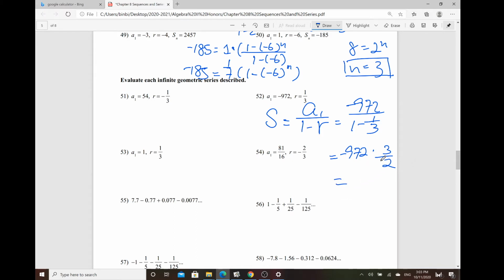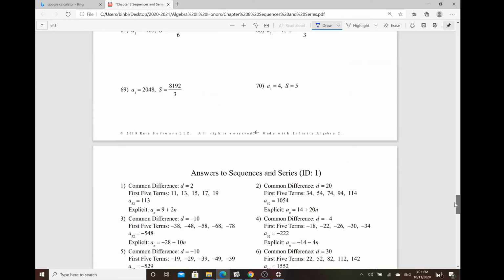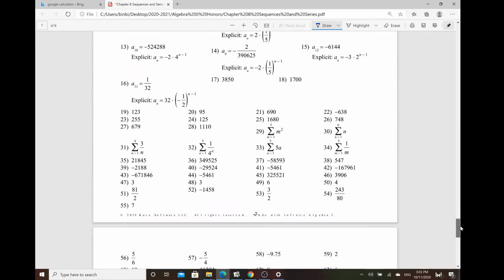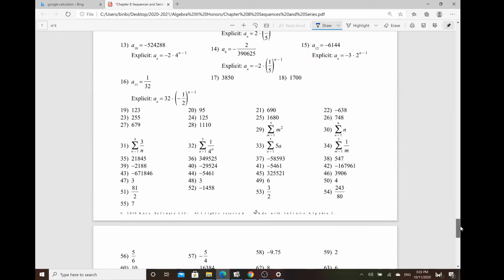Once you cross cancel, 2 goes into negative 972 how many times? 972 divided by 2 is negative 486, times 3. 6 times 3 is 18. 8 times 3 is 24, plus 1, 25. 4 times 3 is 12, plus 2. So negative 1,458, and that will be the sum of this infinite geometric series. So check it out, number 52: negative 1,458.